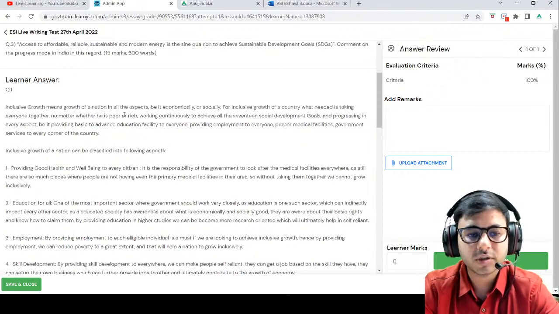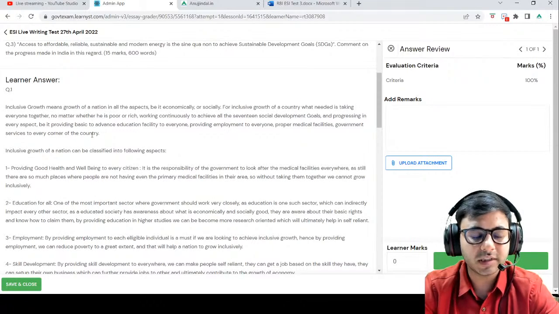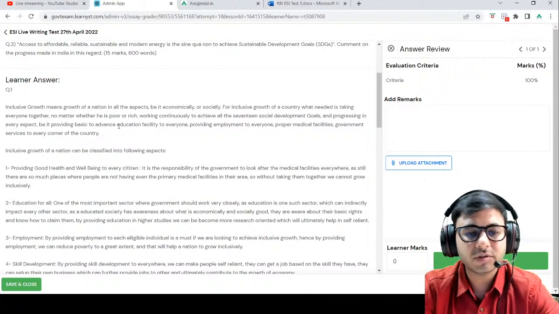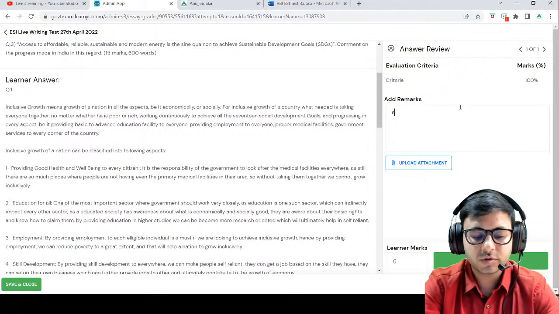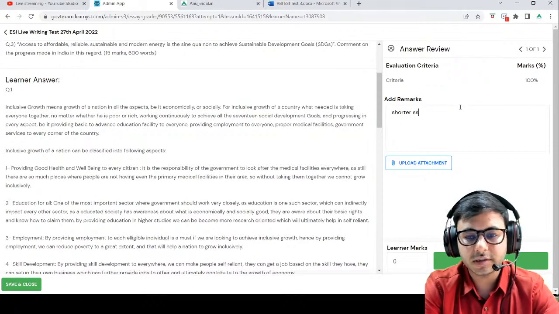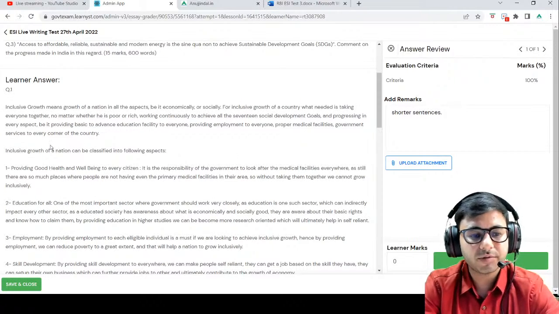For inclusive growth of a country, what needed is taking everyone together, no matter where he is, poor or rich, working continuously to achieve all the 17 SDGs and progressing in every aspect, be it providing basic to advanced education to everyone, providing employment, proper medical, government services to every corner of the country. Too long a sentence, that's the problem here. ये इतना लंबा sentence आपने लिखा है. So try to write shorter sentences. उससे क्या होगा, गलतियां भी कम होगी. You can minimize those mistakes.